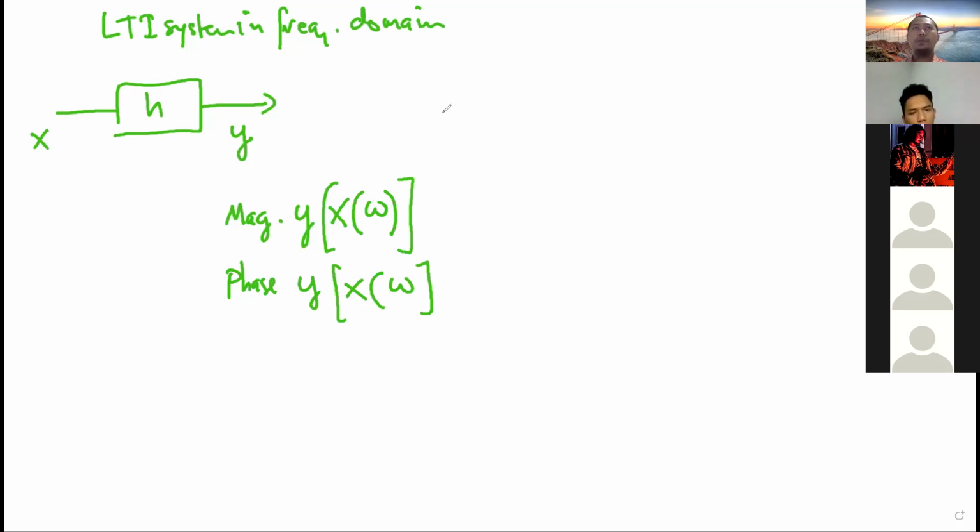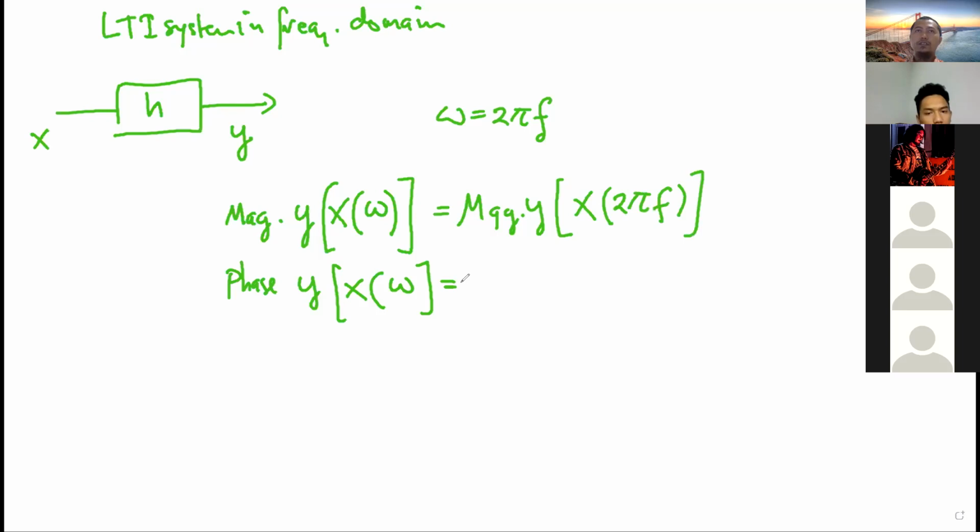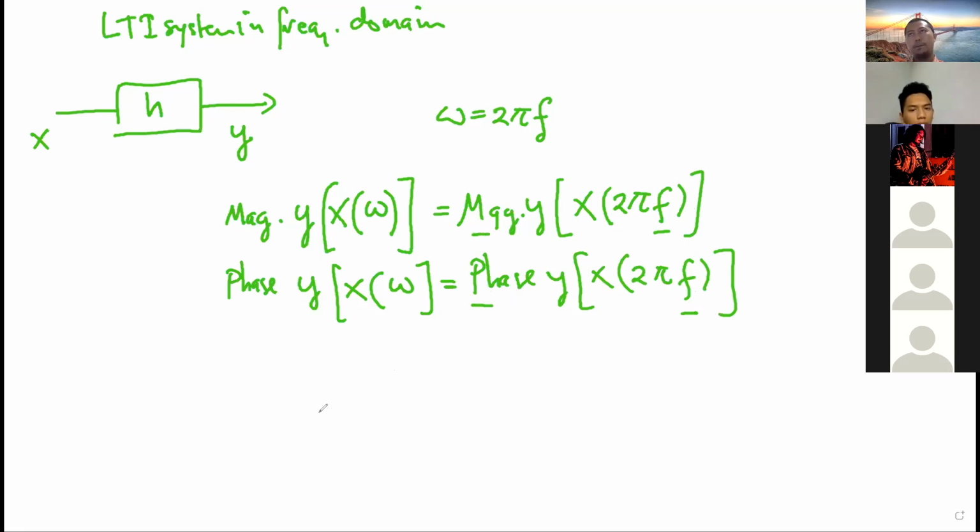Why do we write the omega? You remember the omega is 2 pi frequency, right? That's why you can directly see that the magnitude of y is affected by the input frequency of the signal. So it's more clear that mathematically we can write it like this. This component is changing the magnitude and the phase of the output signal.